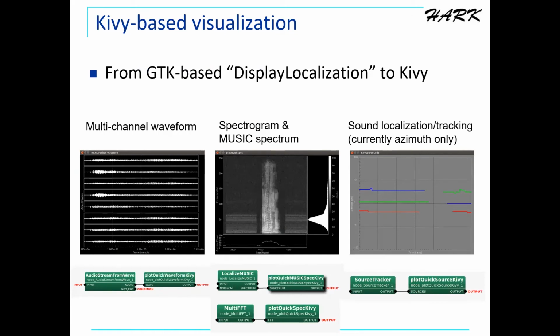This slide shows Kibi-based visualization modules. Before that, we had only one visualization module called display localization. It is very fast because it is based on GTK, but it's written in C, so it is not so easy to modify. But Kibi is based on Python, so it's very easy to modify the modules. And now we can easily visualize waveform like this, spectrogram like this, and location of sound also.